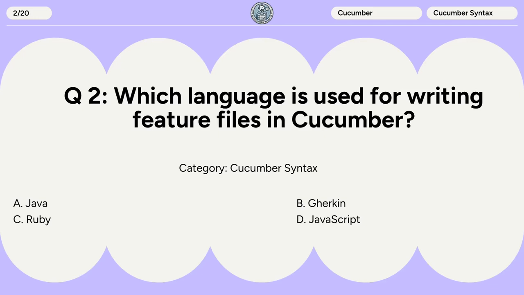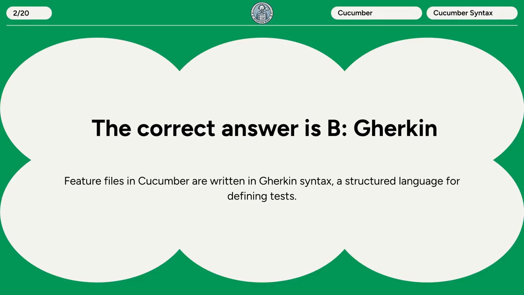Question 2. Which language is used for writing feature files in Cucumber? A. Java. B. Gherkin. C. Ruby. D. JavaScript. The correct answer is B. Gherkin. Feature files in Cucumber are written in Gherkin syntax, a structured language for defining tests.